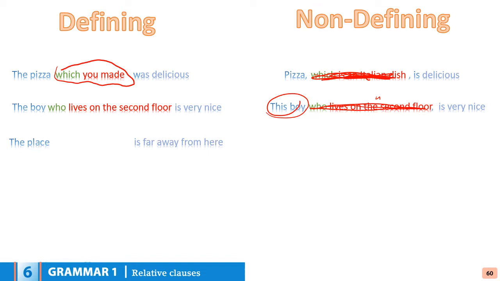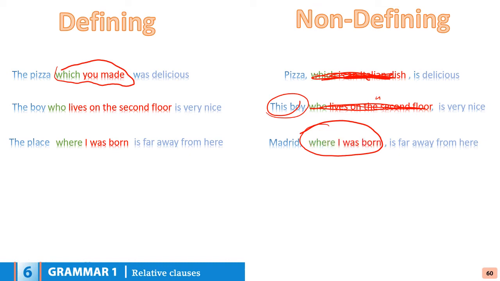The place is far away from here. What place are you talking about? Where I was born. The place where I was born is far away from here. Madrid is far away from here. Okay, so this extra information I'm going to give you is not necessary. Where I was born, this is extra information I'm giving, but you really don't need it to get the meaning of this. Madrid is far away from here.